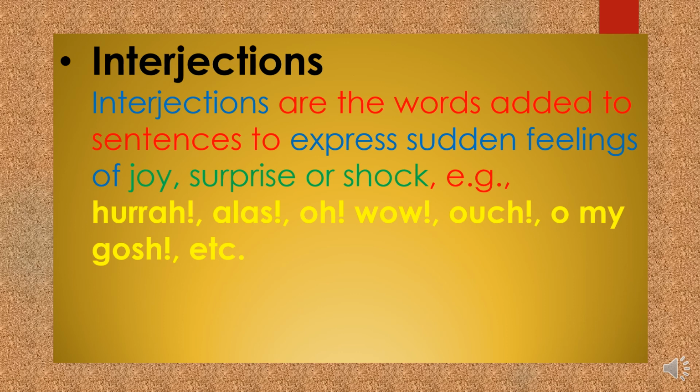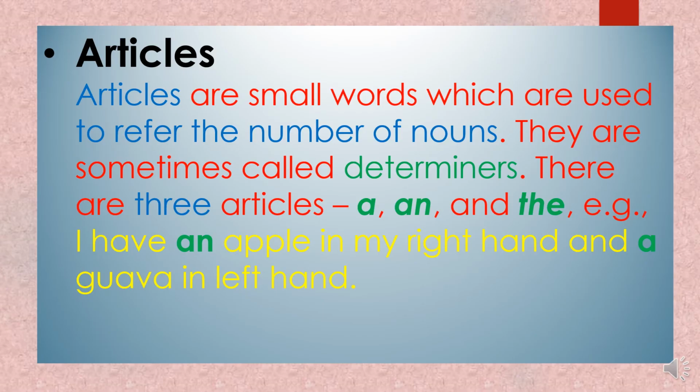Here you are showing your sudden feeling of joy. Alas, my pet died! Here you are showing your shock, your sadness. Oh, it happened! Oh, something happened! Again you are showing your surprise. So all these are interjections. So now coming to the last part of speech, that is articles.